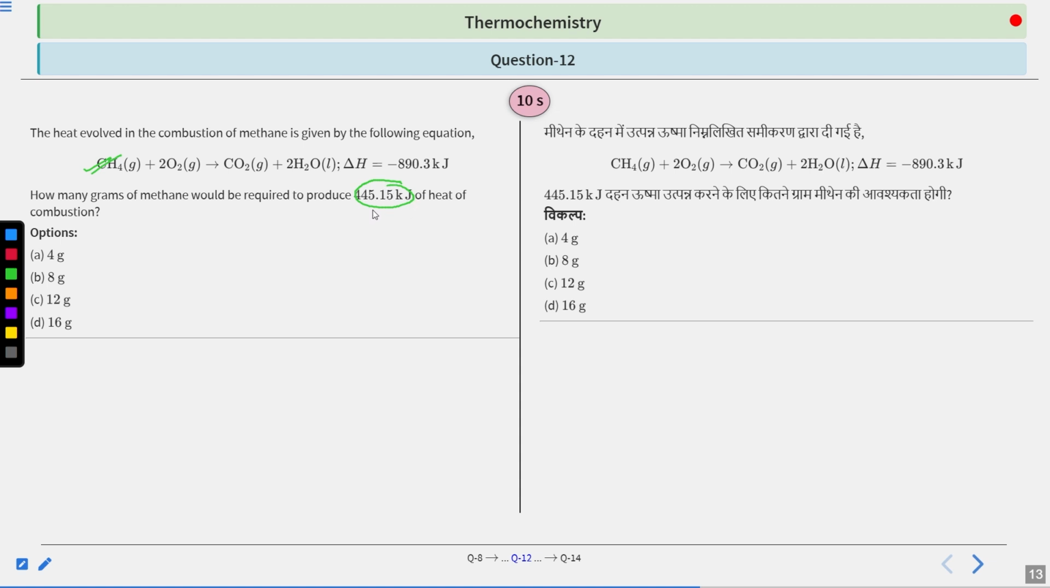So the thing here is that we have to find the amount of methane that will be burnt when this much amount of heat is released. Okay, so it's an easy question. I will not give any hint. The options are A 4 gram, B 8 gram, C 12 gram, and D 16 gram. So your 10 seconds to solve this question starts now.